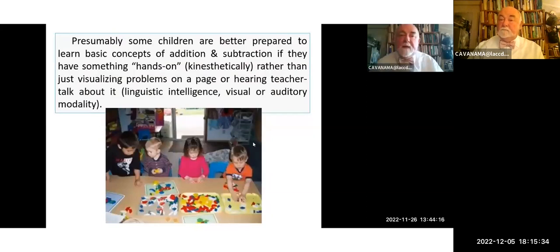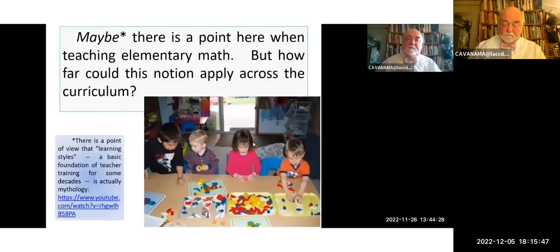Presumably, some children are better prepared to learn basic concepts of addition and subtraction if they have something hands-on, kinesthetic, rather than just visualizing problems on a page or hearing a teacher talk about it. Well, if you take the teacher training regimen in K-12 programs, you have it drilled into you that you must constantly address all of these modalities, or else some students are falling behind, because not everybody has the same learning style, and so not everybody's needs are being addressed.